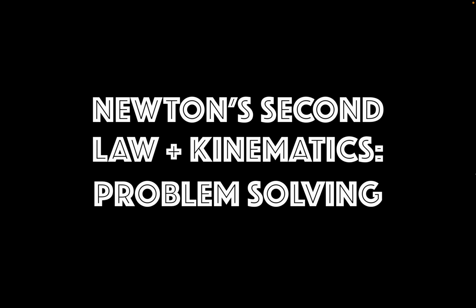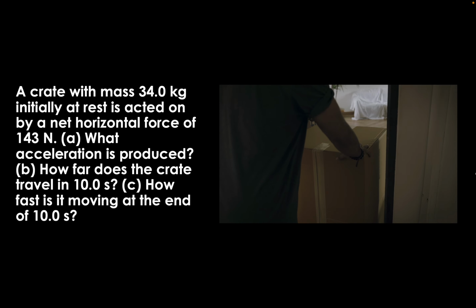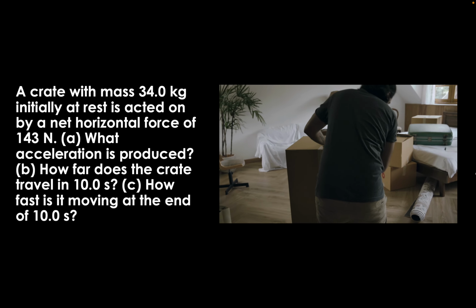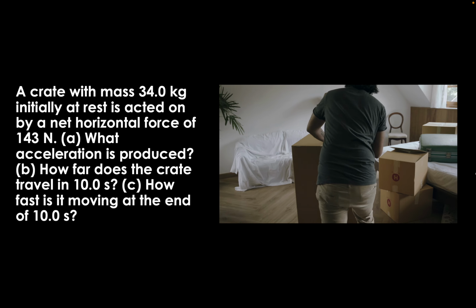In this tutorial, I'm giving a sample problem on Newton's second law with kinematics. So for this problem, it says here, a crate with mass 34.0 kilograms initially at rest is acted on by a net horizontal force of 143 newtons. Letter A, what acceleration is produced?